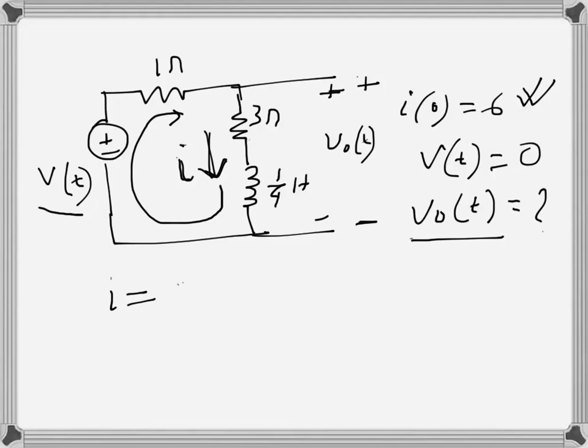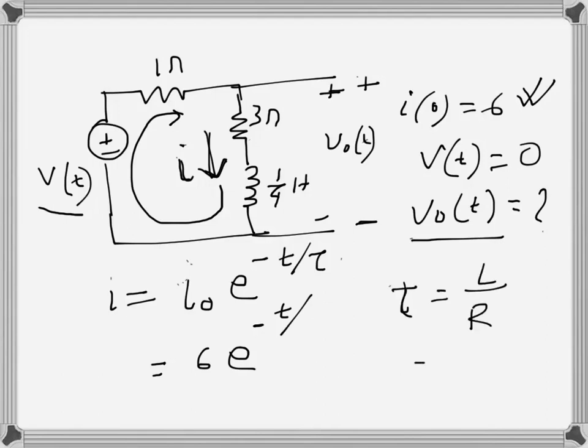So current will be, let's say, I0, which is the initial current, and then e to the power minus t over tau. Now I0 is already given, that is 6, and e to the power minus t over tau. Tau will be, of course, L over R. L is 1/4 and R is the series resistance, which is 4. So this one is becoming 1. Tau is becoming 1. So this is the expression of the current, which is exponentially decaying.